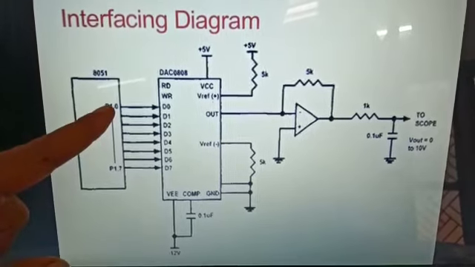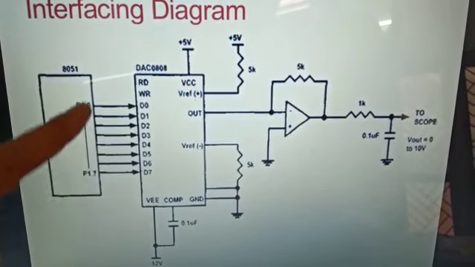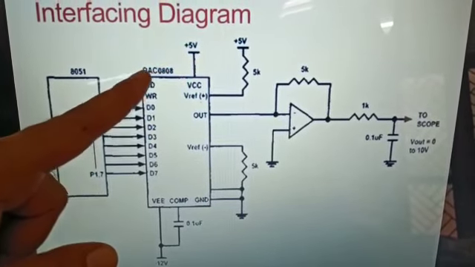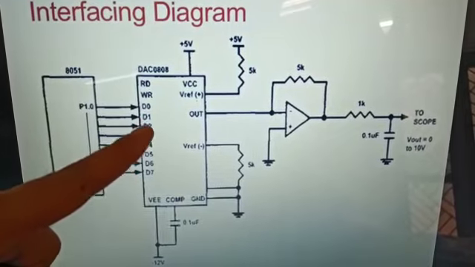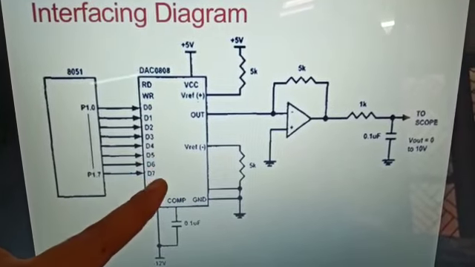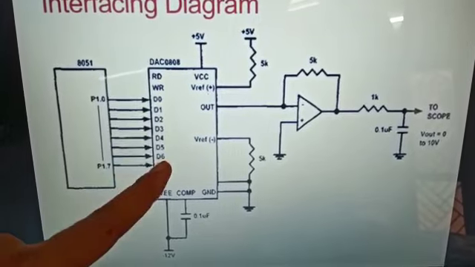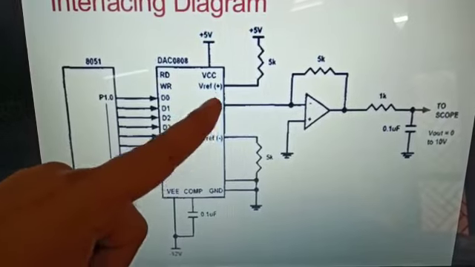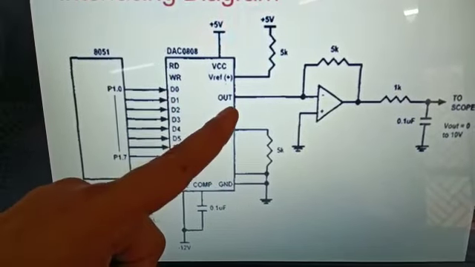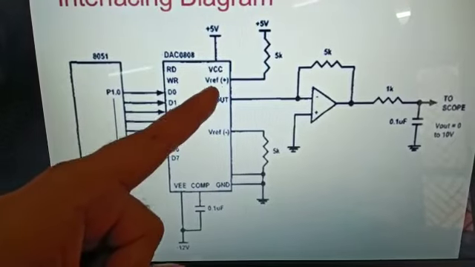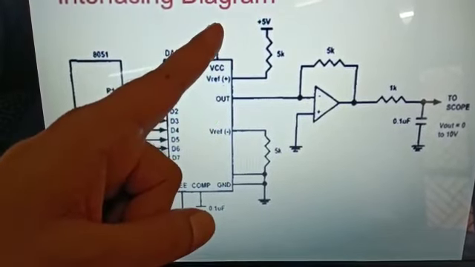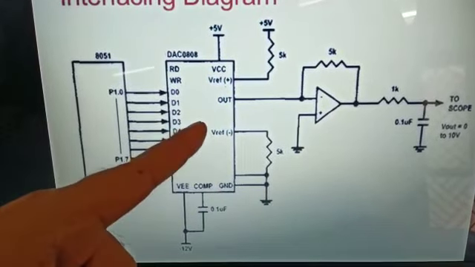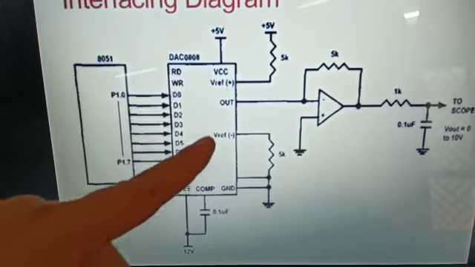So port 1 consists of 8 bits from P1.0 to P1.7. These are the digital lines, connected to DAC 0808, the digital to analog converter IC, at D0 to D7. Therefore the 8 bits of digital data are fed to this IC. It converts digital data into analog signals. Here VCC and V reference plus are connected together to 5 volts, and ground and V reference minus are connected together.